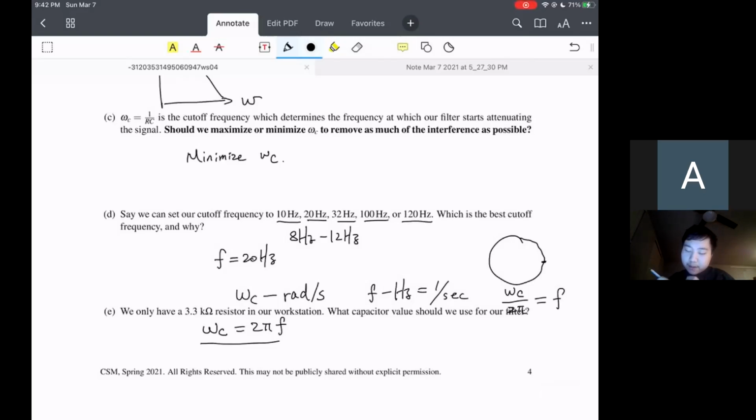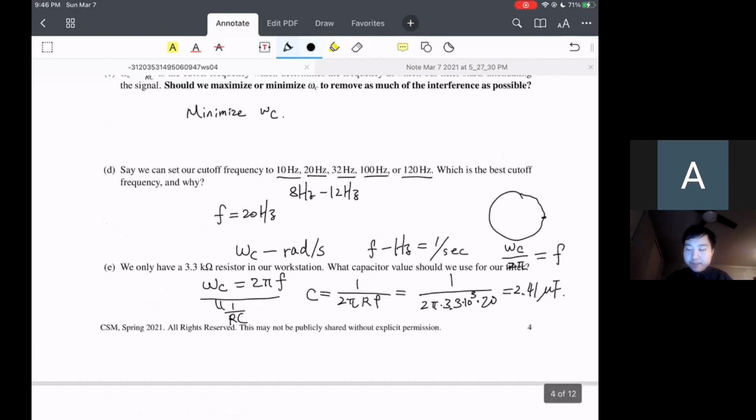We know that omega C is equal to 1/RC. And so our capacitor will then just be C equal to 1/(2 pi R f). If we plug in the values, it's going to be 1/(2 pi times 3.3 kilo ohm times the frequency, which is 20 hertz). And our resulting capacitor should be around 2.41 microfarads.